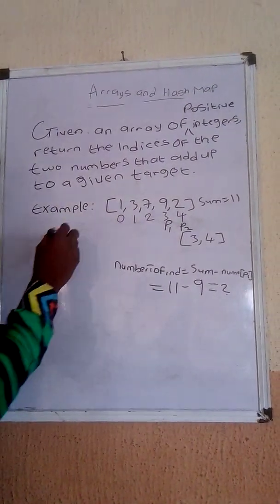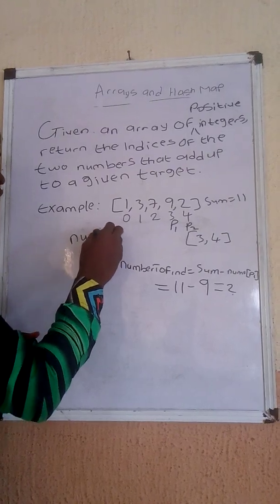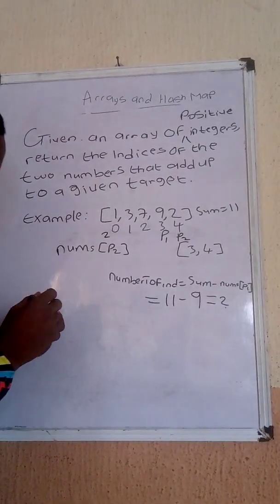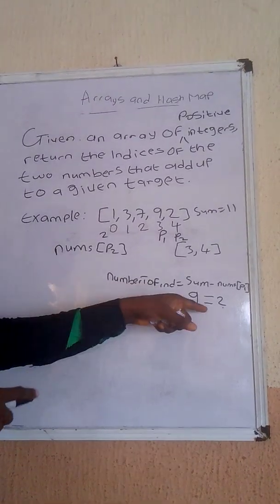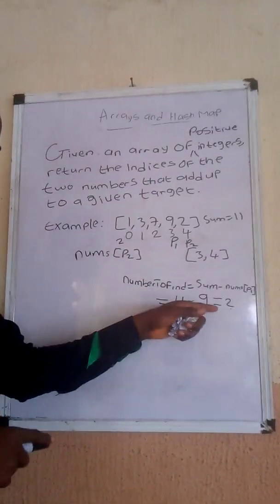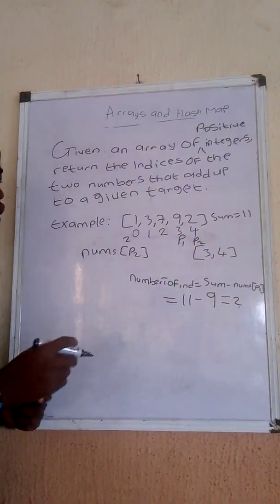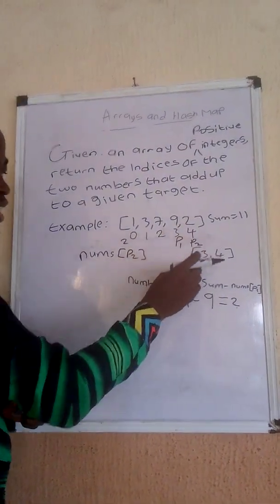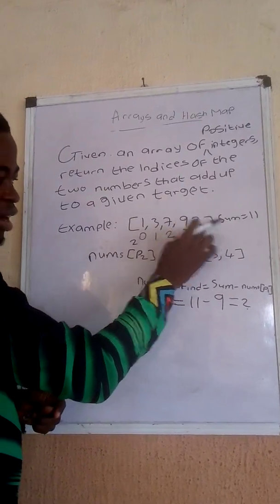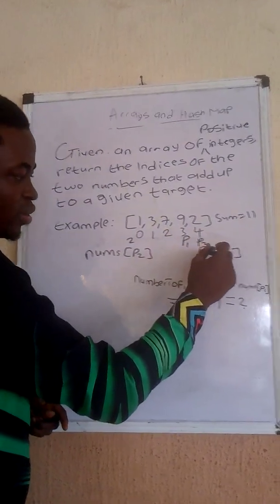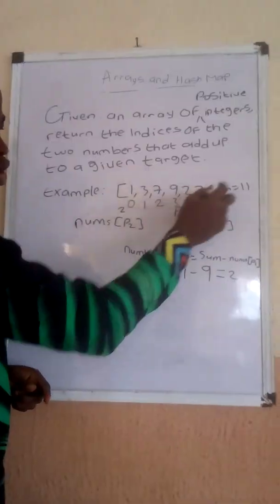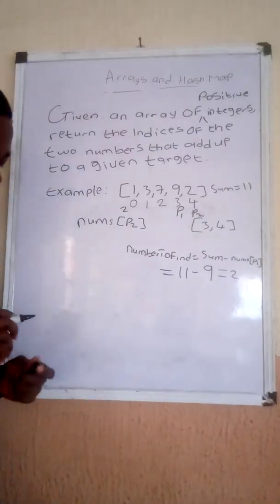Now we check: is the nums at P2, which in this case is 2, equal to our number to find, which is 2? Yes, it's equal. So we return the indices where P1 and P2 are sitting, which are 3 and 4. So we know that 9 and 2 add up to our sum, which is 11.